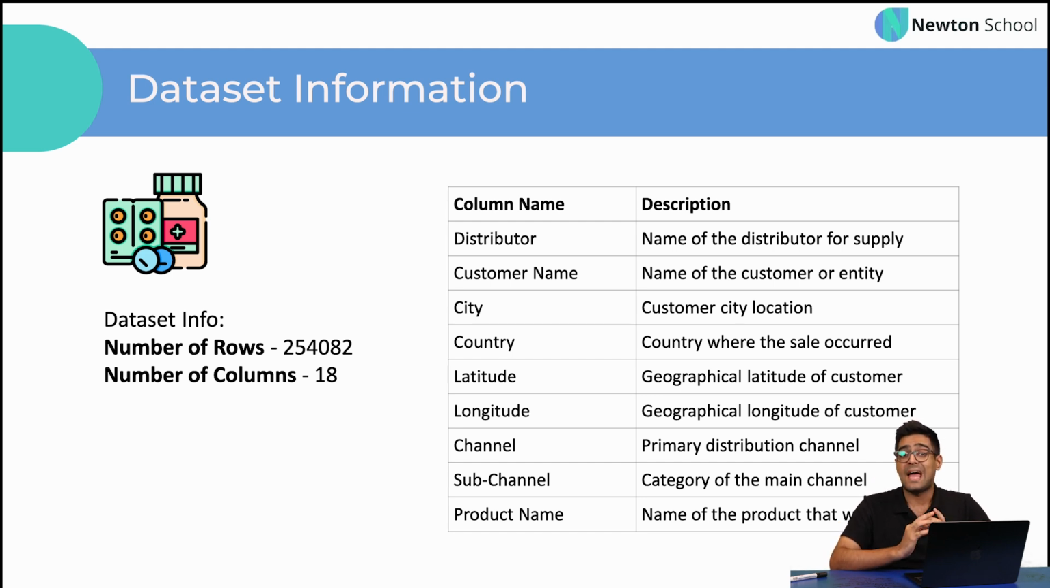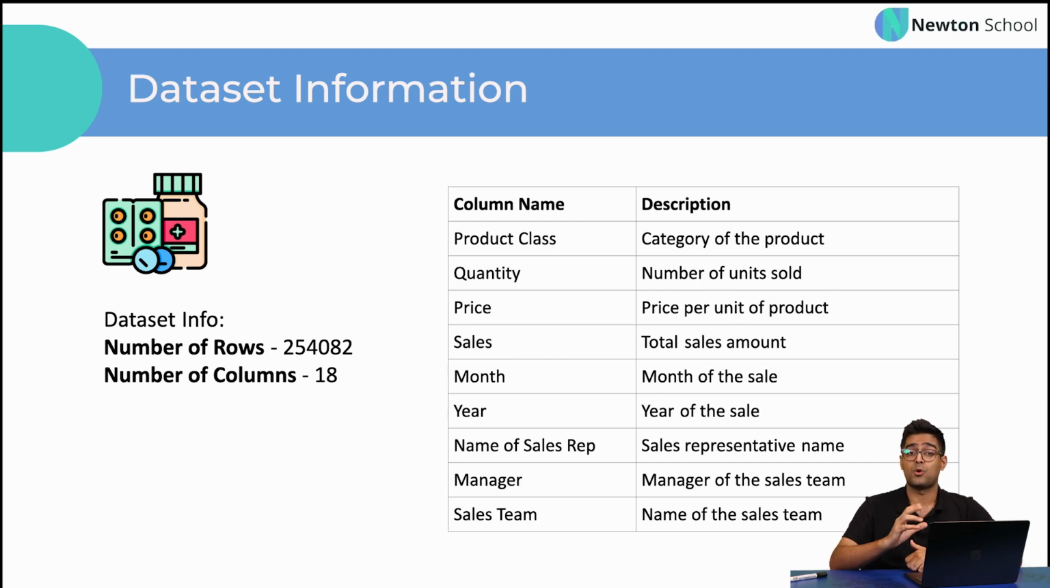Channel, what is the channel the drug was distributed in? The sub-channel, the subcategory of the channel which we just talked about. The product name, which product was sold. Product class, which class of the product was it? Was it an analgesic or something else? There are multiple classes of pharmaceutical products, and there are multiple teams selling multiple classes. So you will have an opportunity to see which team is selling which class of drugs better than the other. And we do have a visualization for that as well.